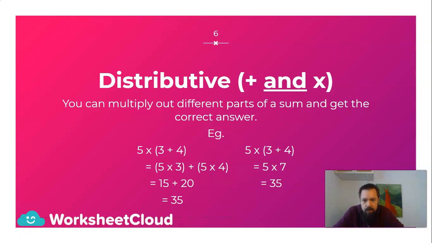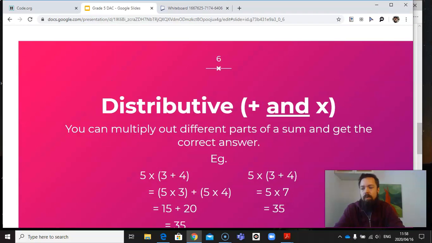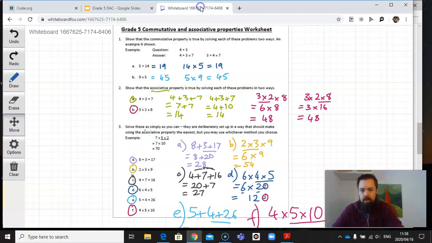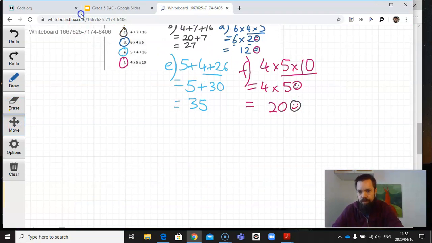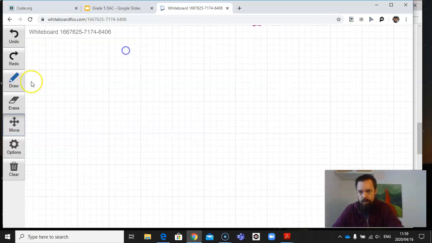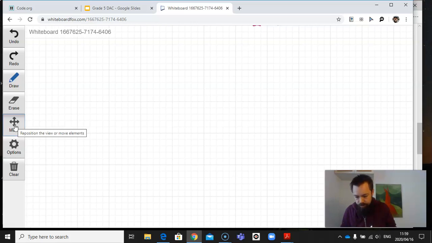It's actually not so useful in using it this way. It will become so later on in your school career. But for now, it's most useful when you actually want to break things apart. And that's what we're going to practice on the whiteboard. First one we're going to do.